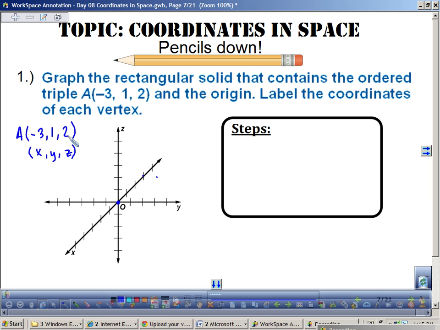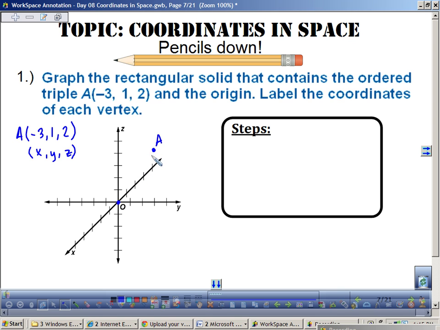But I'm not done. My z coordinate is 2. Z runs north and south, right? So I have to go up 2. So I'm going to be looking at my z coordinate right here, my z-axis, and say, okay, I'm going to go up 1, 2. And my point is out in the middle of space. Okay? Imagine that you're right here at the origin, and A just floated out into space out there.